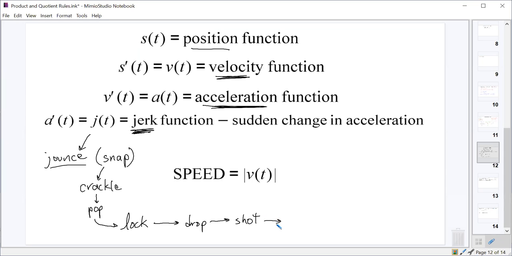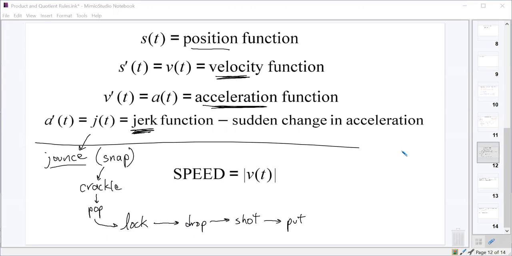Anybody know the derivative of shot? Think track and field. Shot put, like put. Yep, that's as far as I know. So position, velocity, acceleration, jerk, jounce, or snap, crackle, pop, lock, drop, shot, put. You don't need to know any of these. But just for fun, we talk about them real quickly, because why not? In a class where we only have 13 weeks to cover 40 weeks worth of material, might as well spend 5 minutes doing these weird things. Those are actually what those are all called, but you don't need to know them.